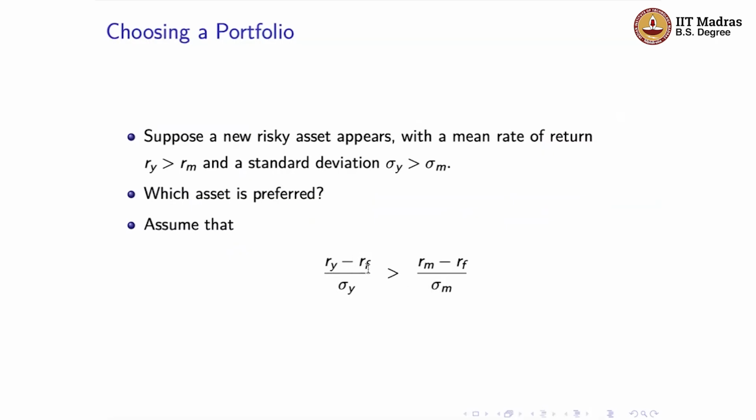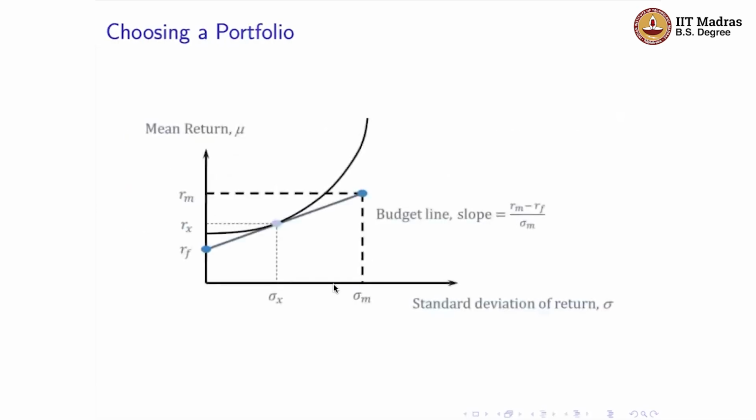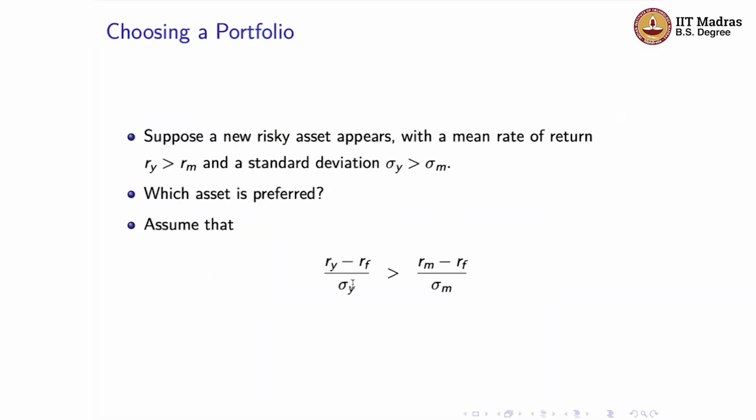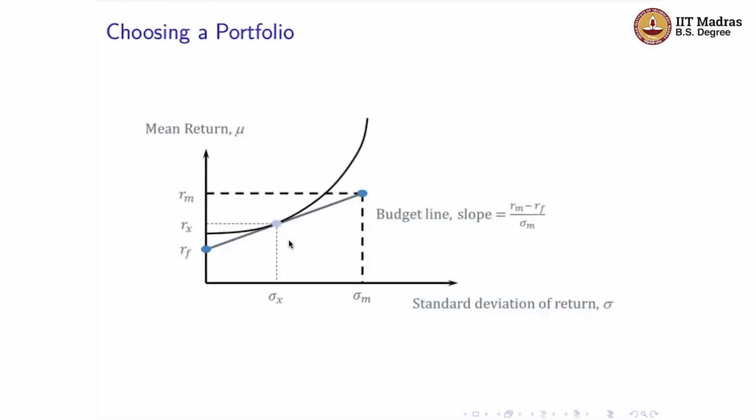So what does this tell us, this (Ry minus Rf) by sigma y? So remember that in both the cases, you're going to actually have the intercept as being the same, right? And this is independent of what the returns or the standard deviation of these risky assets are, right? So the intercept is given by the risk-free rate, right? So what this is telling you is that basically we are assuming that the new asset has a higher slope compared to the previous one, right?